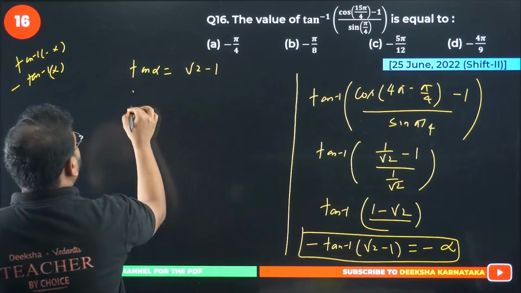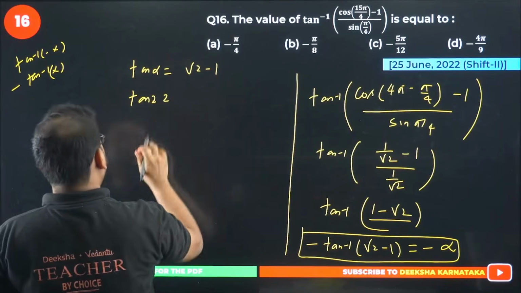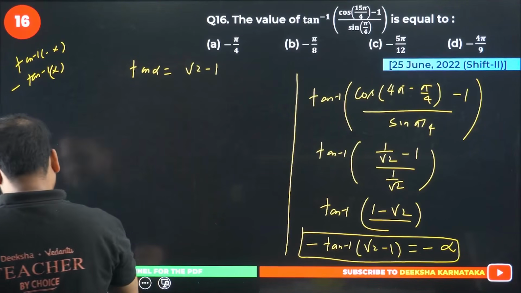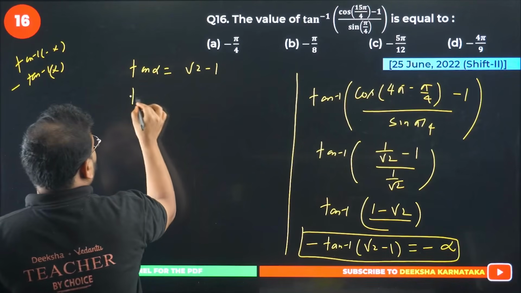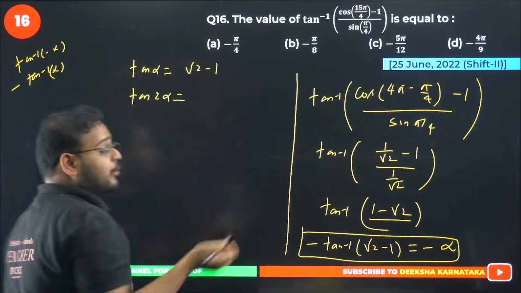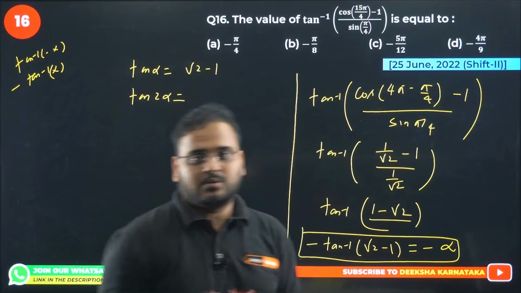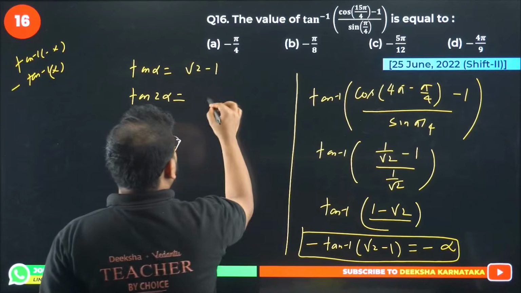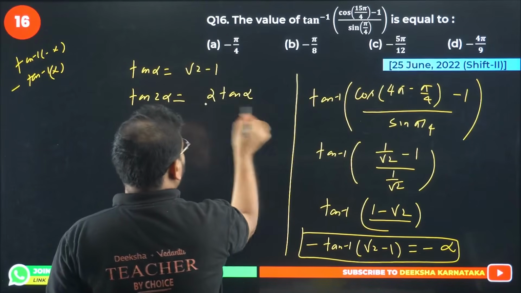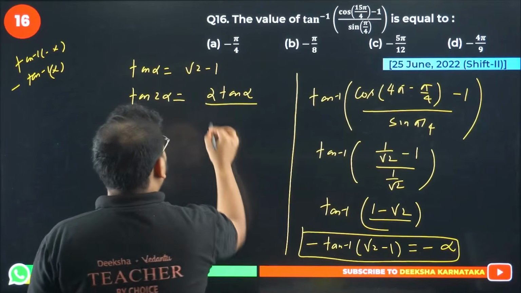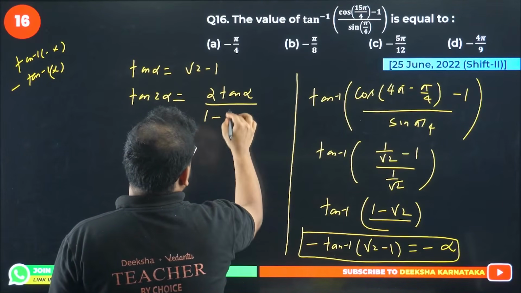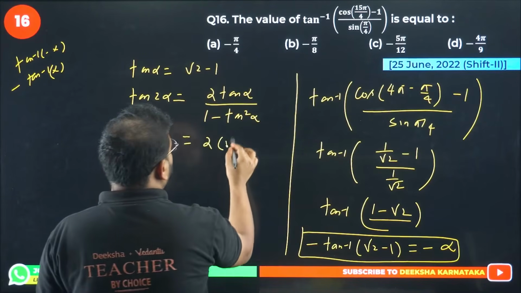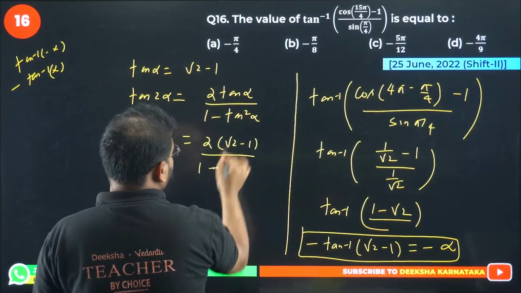Why? See that over here, I can write this as tan of 2 alpha actually, because tan alpha is not giving me any values directly. So I have one formula that I know which I can try over here. How will you know this? By practice only, of so many questions. So tan 2 alpha will become 2 tan alpha upon 1 minus tan square alpha. So we have 2 times root 2 minus 1 upon 1 minus square of tan alpha.